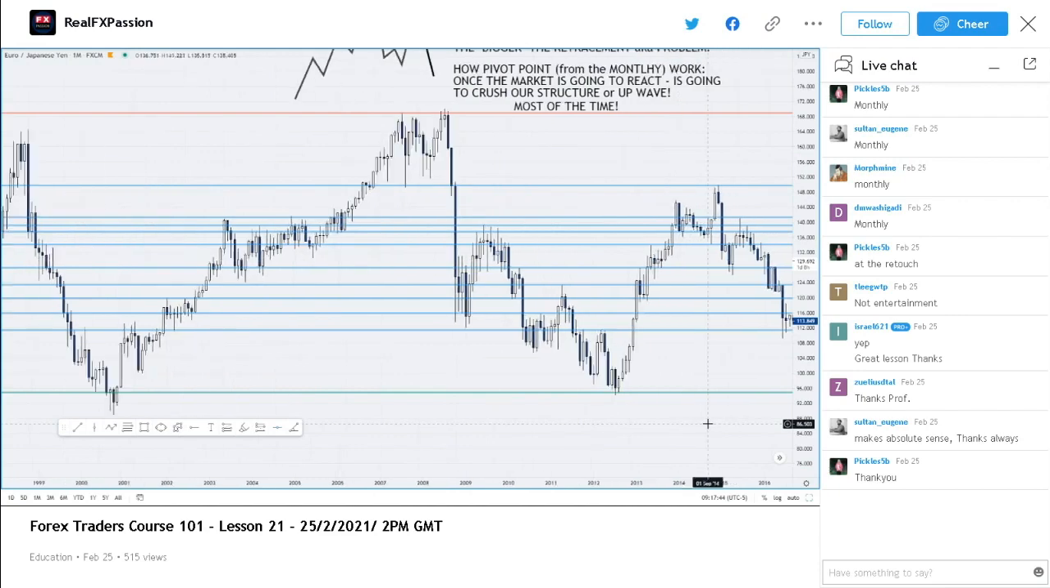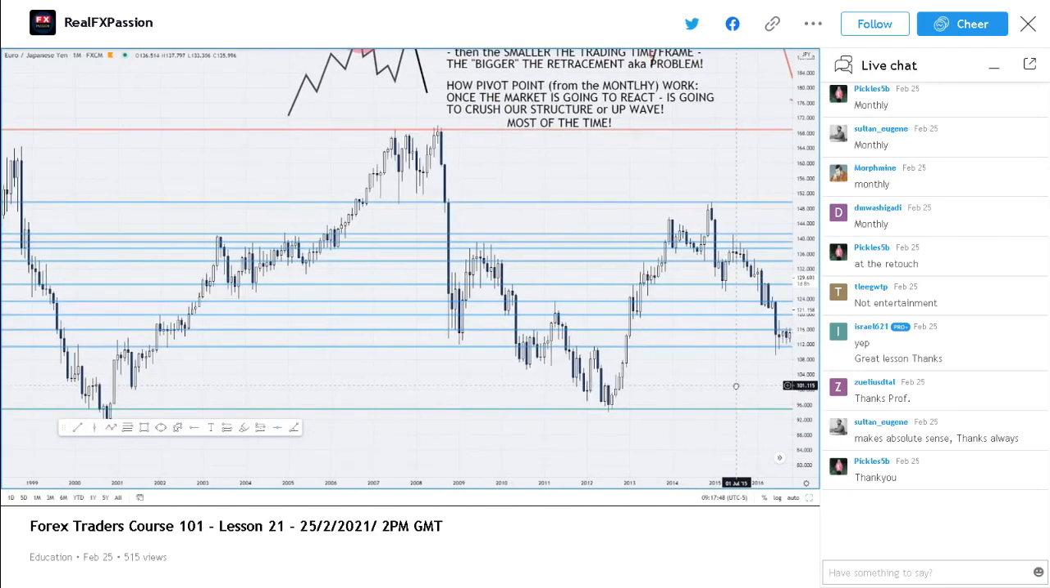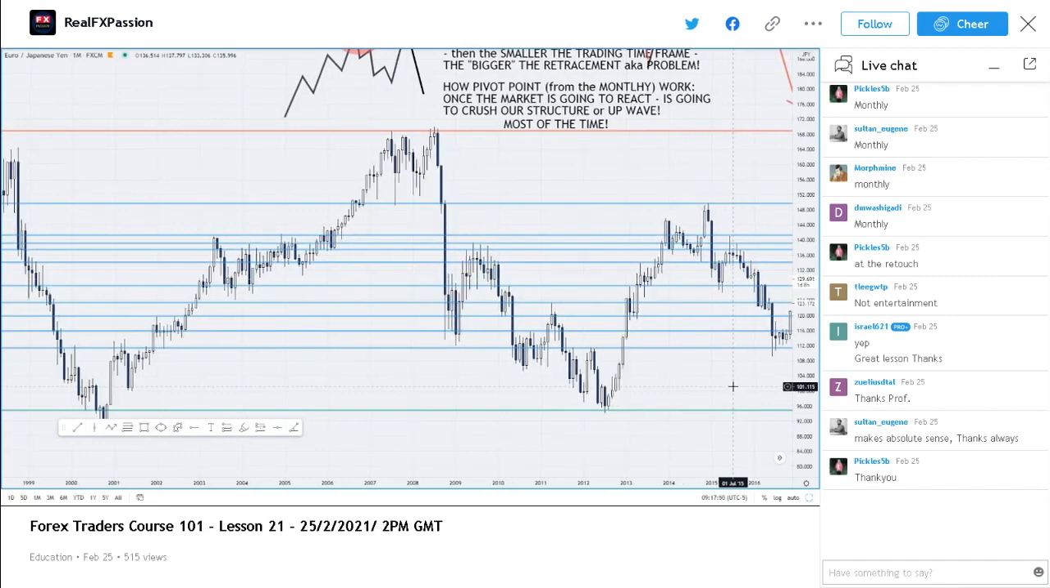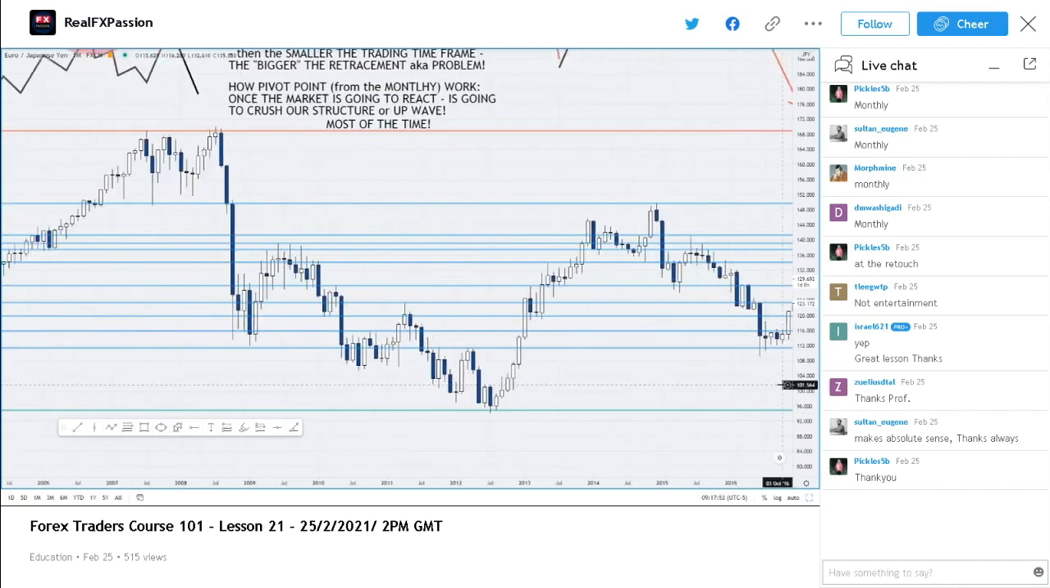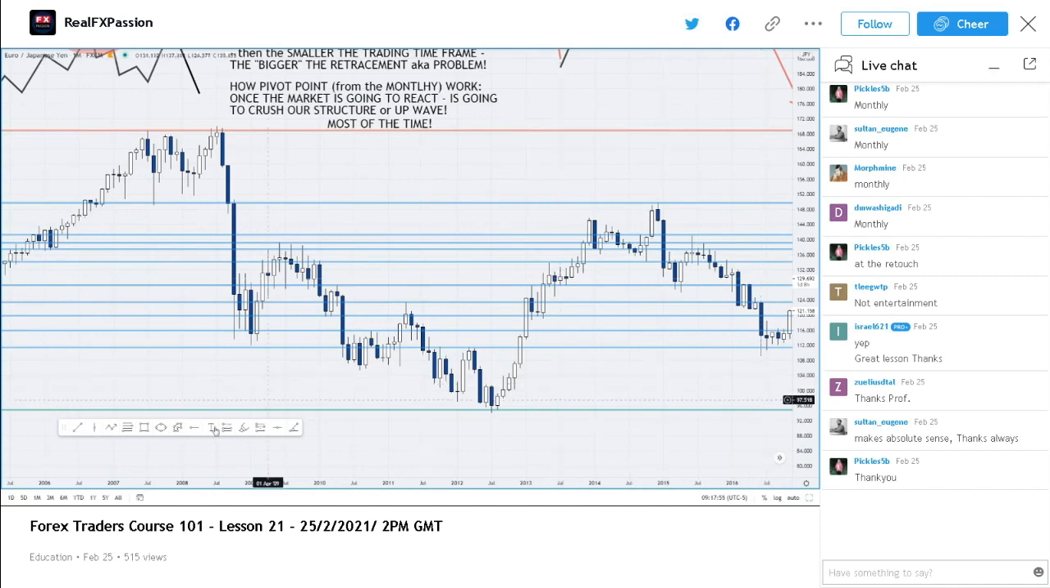Okay, everybody, so this is the monthly chart, right? Now we are waiting for the market, and do we agree, everybody, that the market broke the downtrend line? Do we agree that the market broke the downtrend line in here?